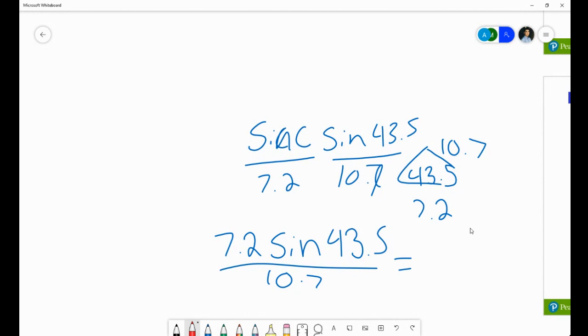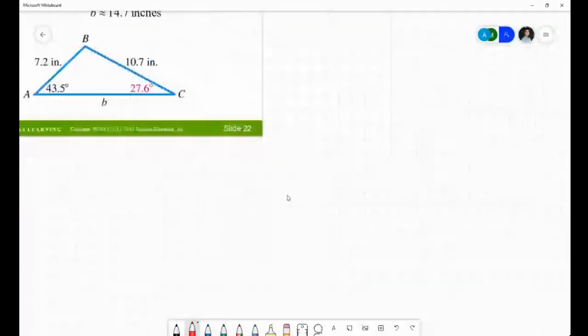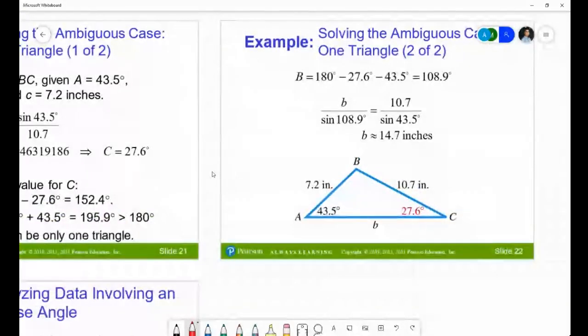Well, here's the thing. If your third side, your swinging side, is greater than the other side, then it has to be greater than the height. So you don't have to find the height in that example.